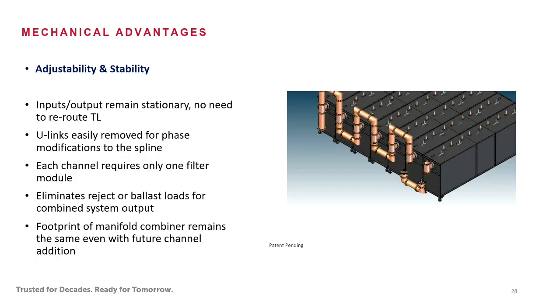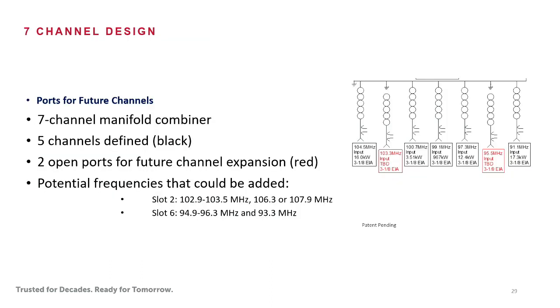Also, in terms of stability here, the inputs and the outputs remain stationary when you're adding channels. So you only need to manipulate the filter that's changing. What you do is remove these U-links and replace them with pre-selected lengths that the computer is designed to tell you: okay, if you've got this channel in the mix, you need this length here and this length here, and it puts that plan in place for you before you ever go into the field to do that.